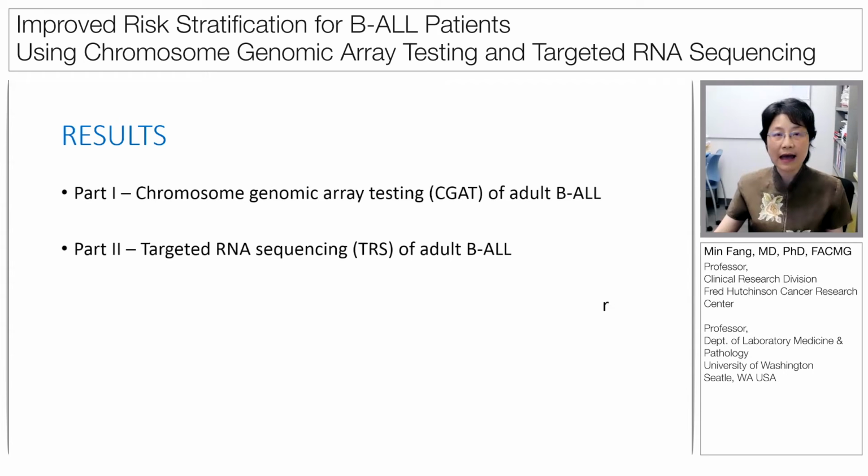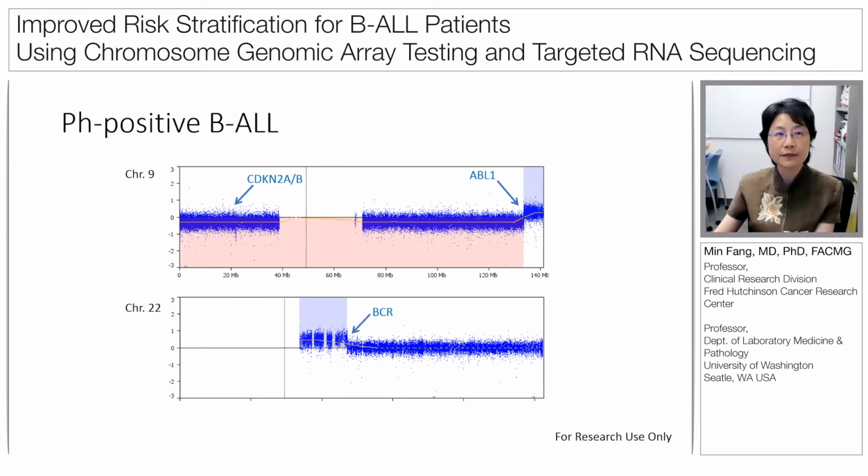So we wanted to ask whether that signature and the poor prognosis also happen in adult B-ALL patients. I'm going to show you results of what we saw using chromosome genomic array testing with the CytoScan platform, and the targeted RNA sequencing results using the FusionPlex platform.